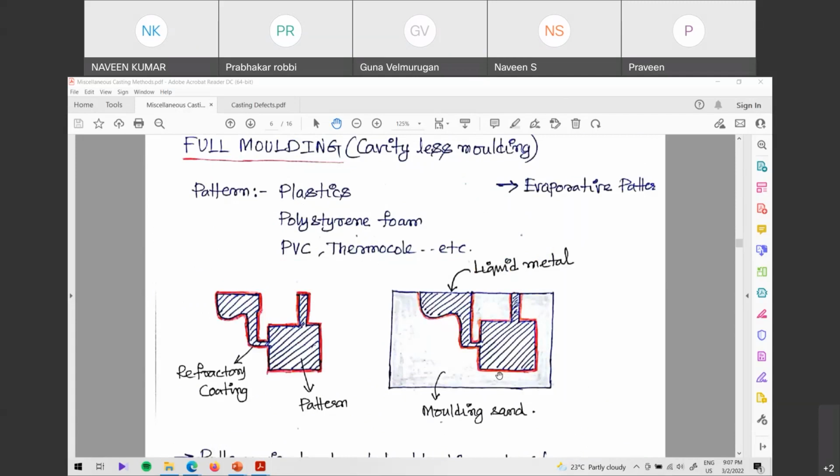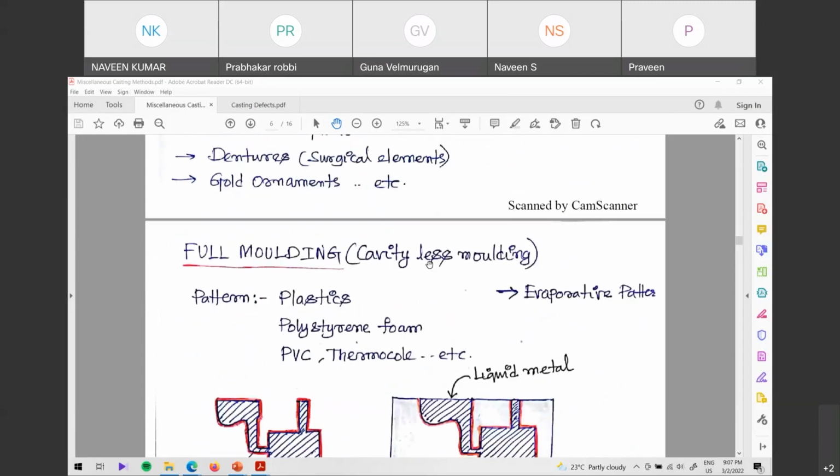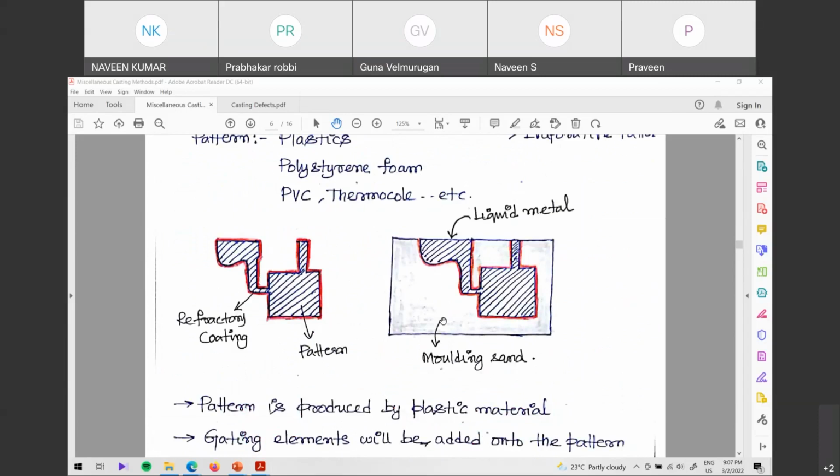Now you are putting this pattern into the molding box, and then you are putting the sand and ramming it, and then you are not removing it. That is the important point. You are not removing it. You are not creating any cavity. You are allowing liquid metal directly onto this pattern. Because of that high temperature, this low density material will be evaporated. As this pattern is getting evaporated, it will make a way for the liquid metal to get into this cavity. Once it is getting into this cavity, you allow it to freeze, and then you break the sand. That's it. And again, here also you are breaking the sand. In these three, shell molding, investment casting, and full molding, we are breaking the mold cavities. That is the reason why all these three come under expandable molds.